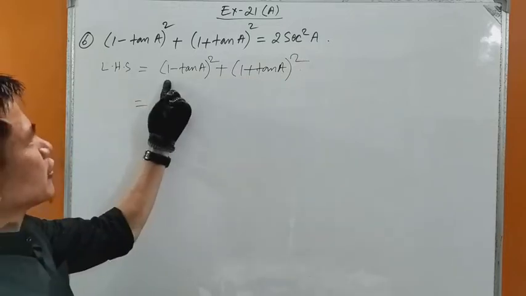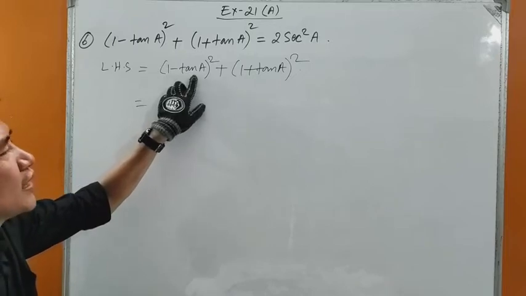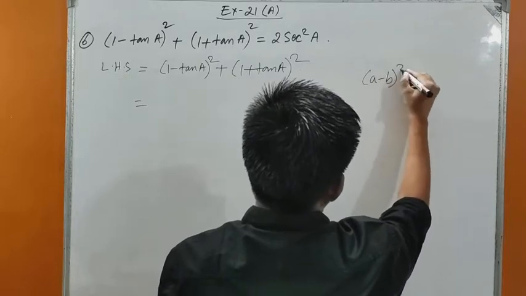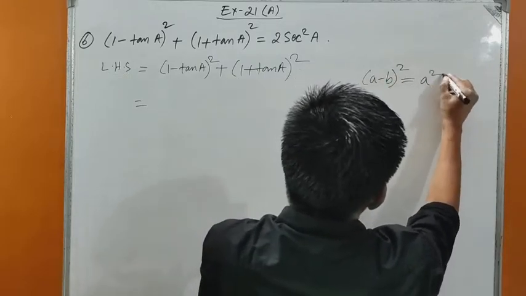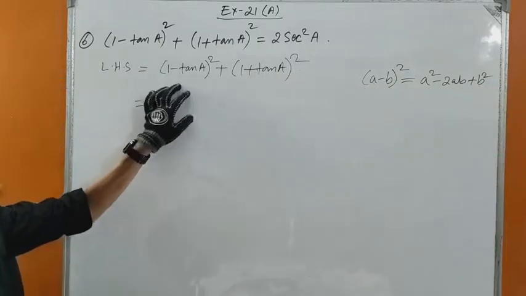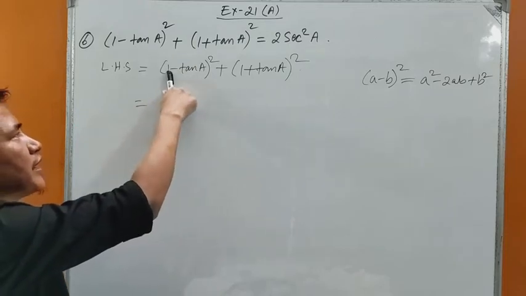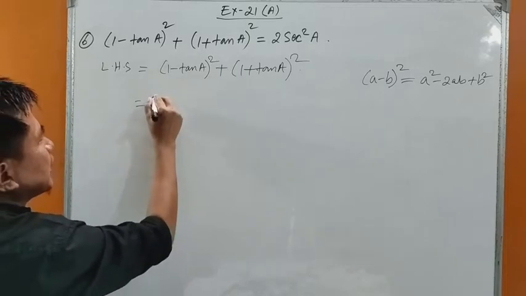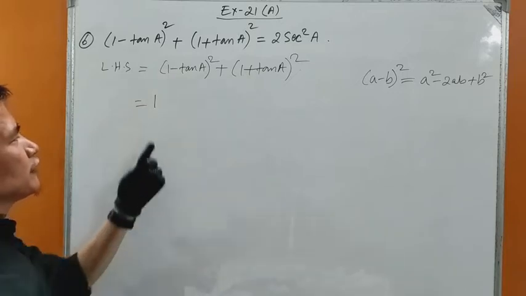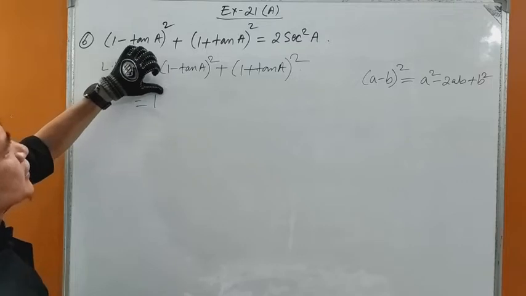So we know the formula of (A minus B) whole square. Let us assume this 1 as A and tan A as B, okay? A minus B whole square means A square minus 2AB plus B square, everybody knows this formula, isn't it? So we are going to apply this formula here. A square means 1 square, that is 1 itself, so let us not write this square. If I write 1 square it will become 1 into 1, which is 1, so let us not write this square.